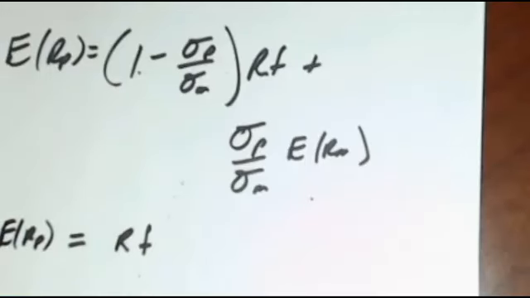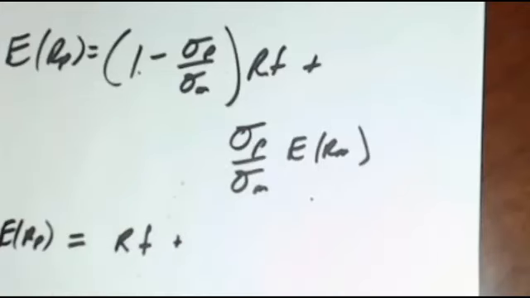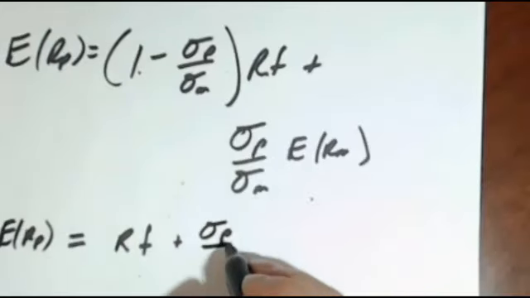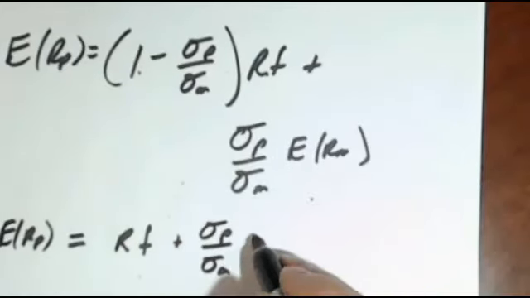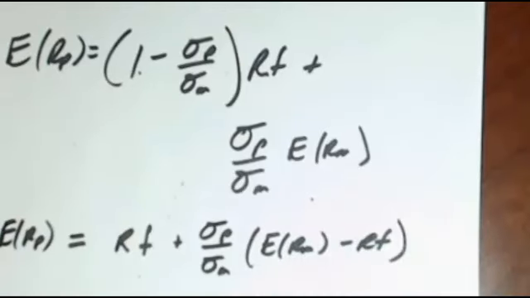You get the expected return on a portfolio between a treasury asset, say, and the market of stocks is equal to the risk-free rate that covers the opportunity cost of money, plus the relative risk of your portfolio to the market times the expected return of the market minus the risk-free rate. That market risk premium right there.